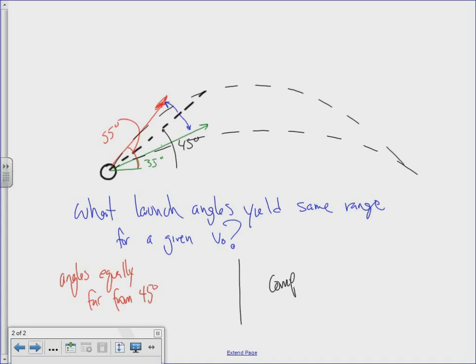So the other way to express this is, is it complementary or complimentary? I don't know. That's a big one. Complementary angles will yield the same range, delta x, for a given initial velocity. And again, assuming a symmetrical flight. Symmetrical means it lands at the same height it was launched from. The path is symmetrical. All right, so that's good little trivia.